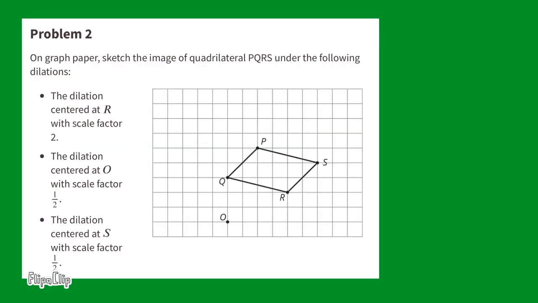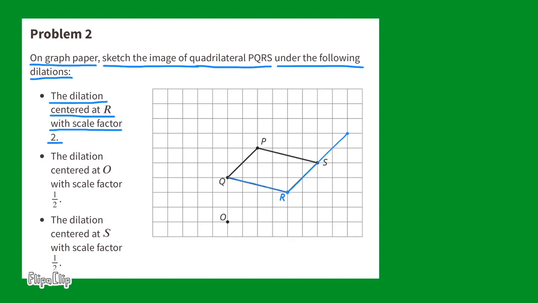Problem number two. On graph paper, sketch the image of quadrilateral PQRS under the following dilations. The dilation centered at R with scale factor 2. Since the dilation is centered at R, locate point R, and since it's a scale factor of 2, you'll have to multiply the distance between R and S by 2. You start at point R and go twice the distance, taking you past point S.